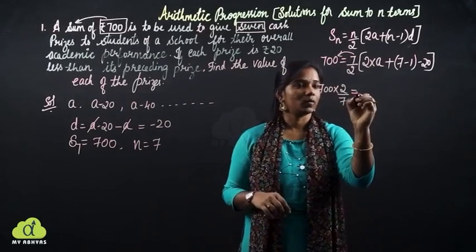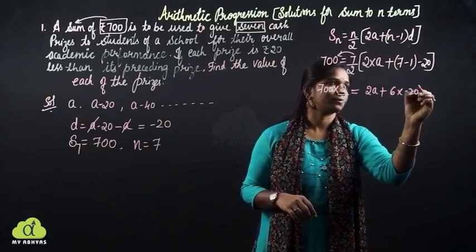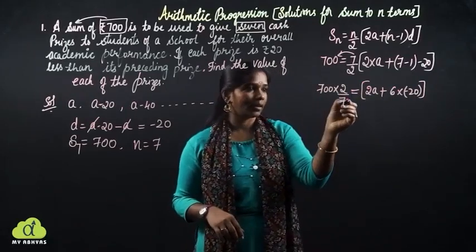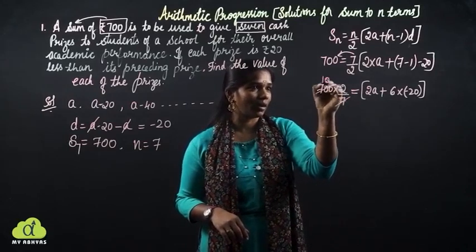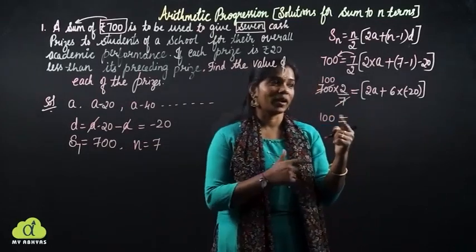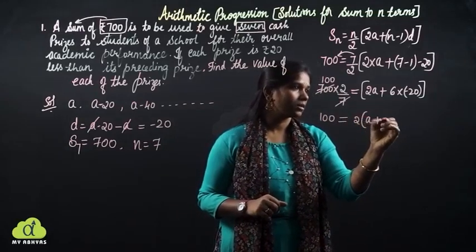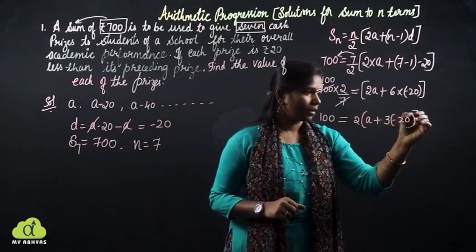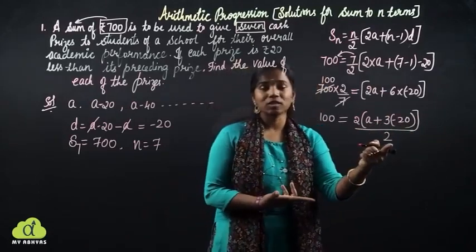Now it is equal to 2a plus 6 into minus 20. Now 7 and 7 get cancelled, and 700 gives us 100. So here it is 100 equal to 2a plus 6 into minus 20. Look at this, what do I do here? I take 2 common, a will be inside, plus 2 threes are 6 into minus 20, and I will just divide by 2. From where did I get this 2?